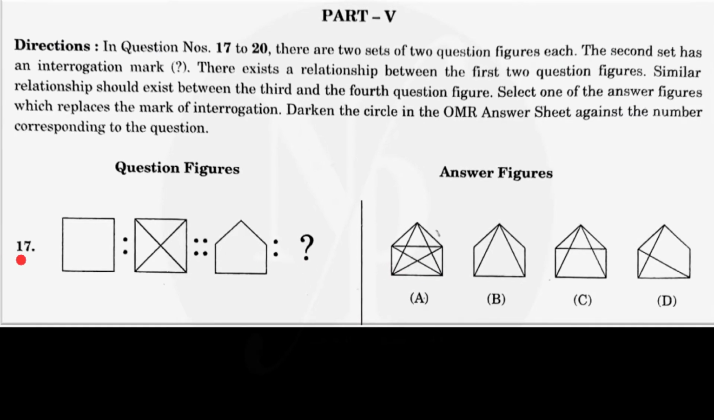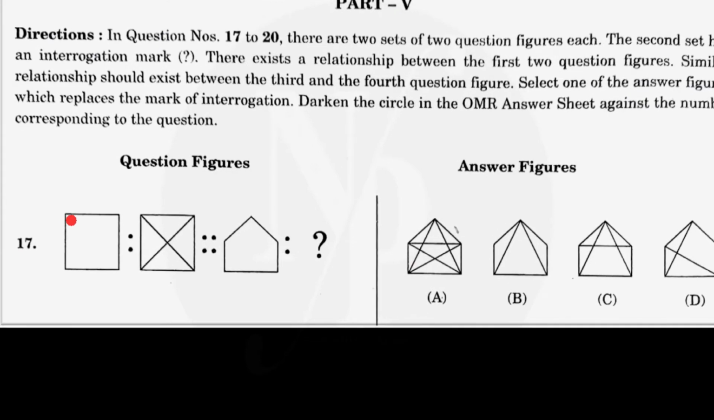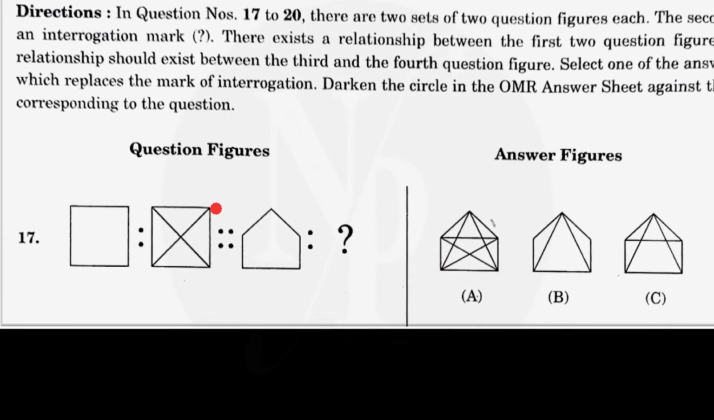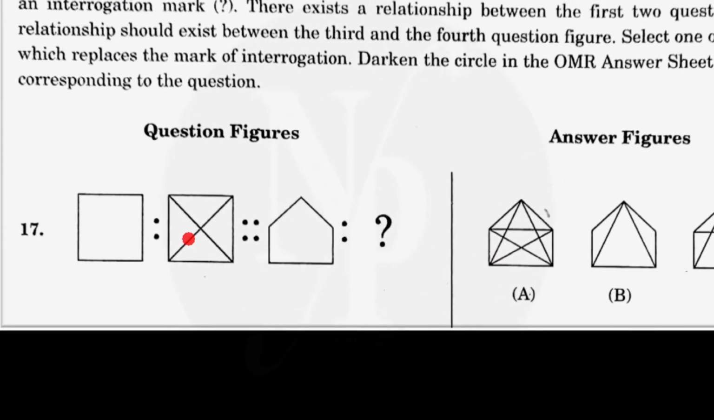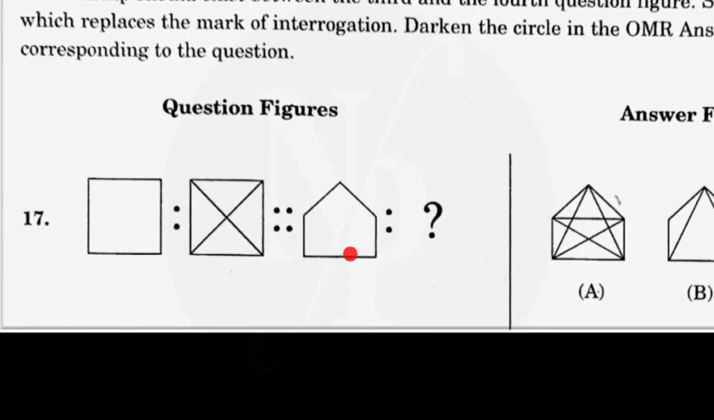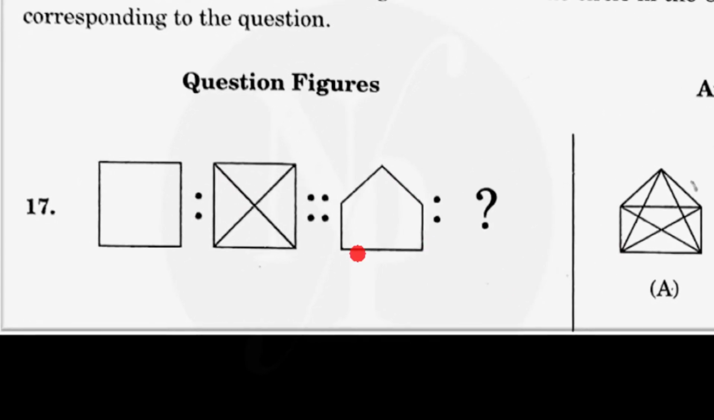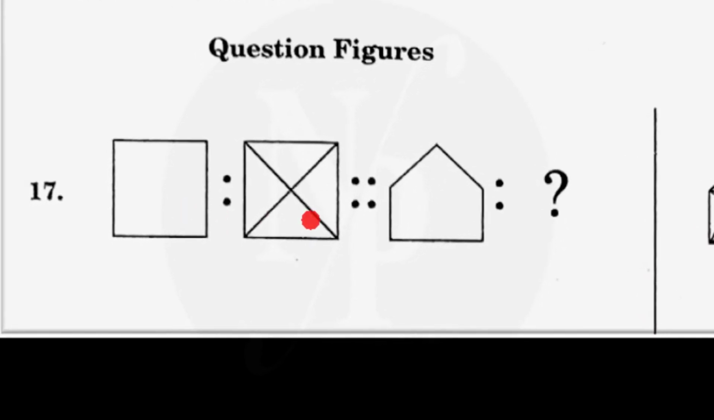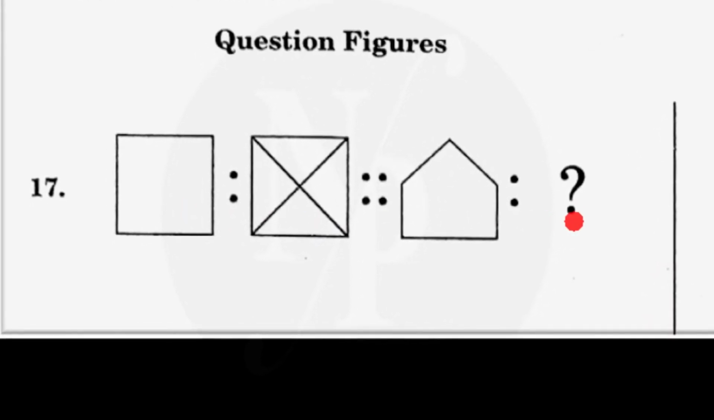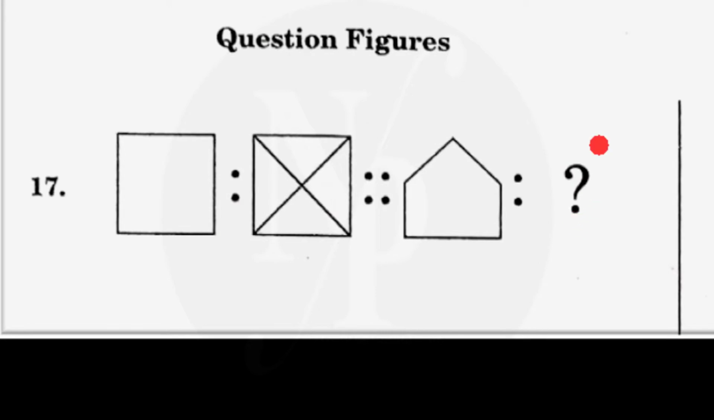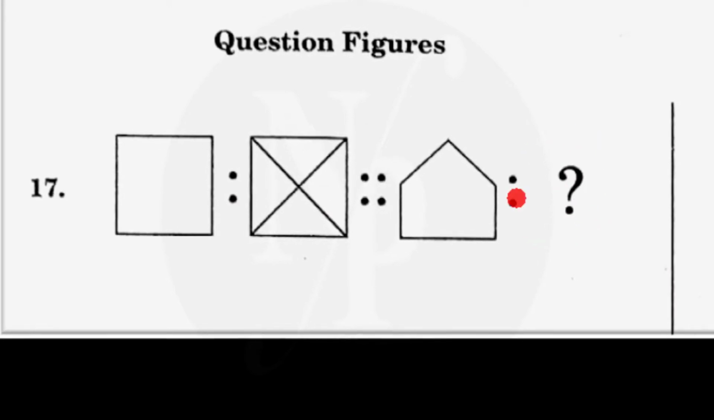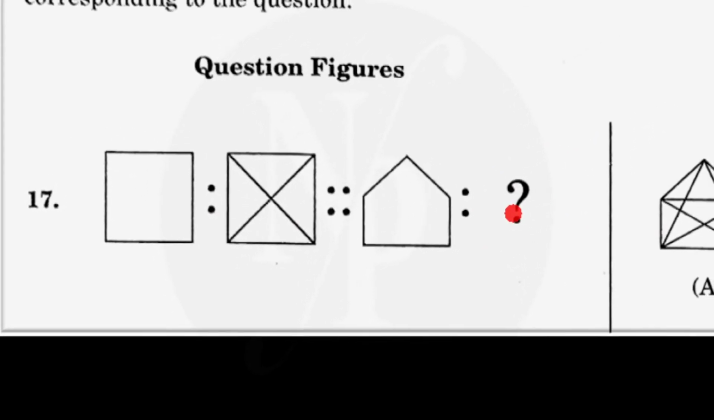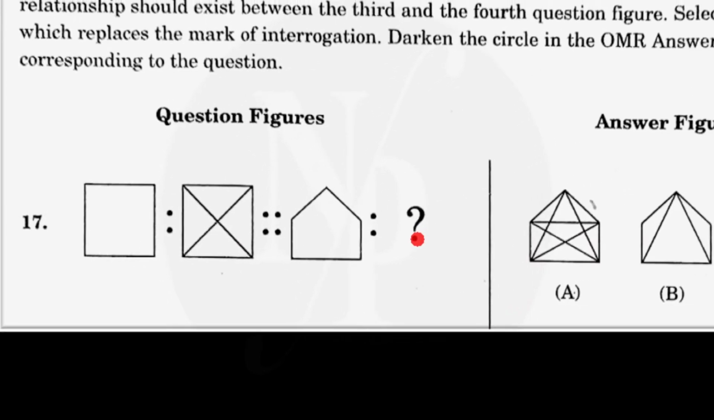Looking at question number 17, here in the first figure we have a square. In the second figure, all possible diagonals are drawn to the square. In the third figure, there is a pentagon. So as we studied the relationship between the first and second figure, in the fourth figure, we are expecting all possible diagonals should be drawn to this pentagon, which make the fourth figure of the question figures.